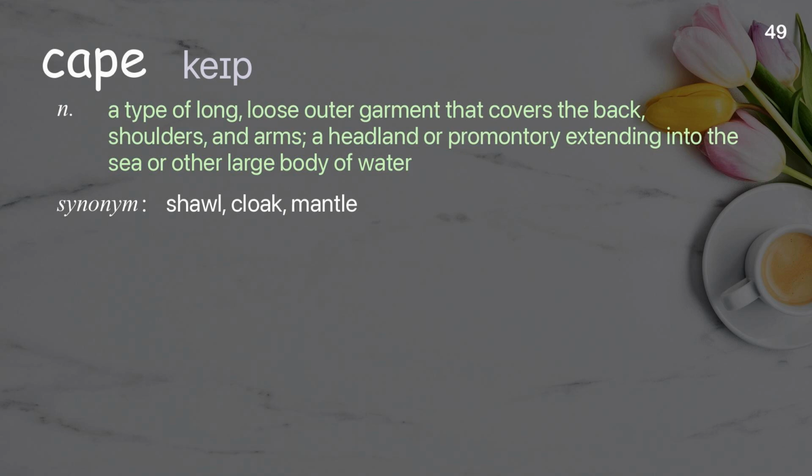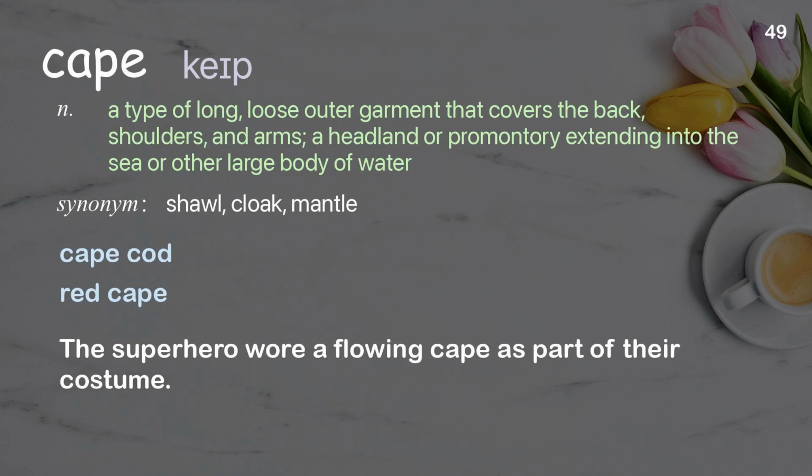Cape. A type of long, loose outer garment that covers the back, shoulders, and arms; a headland or promontory extending into the sea or other large body of water. Examples: Cape Cod, red cape. The superhero wore a flowing cape as part of their costume.